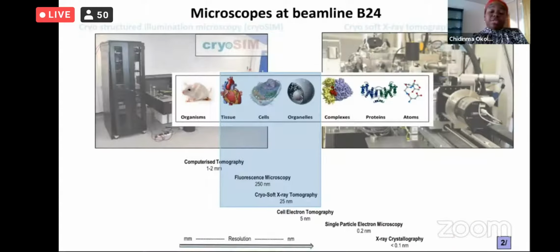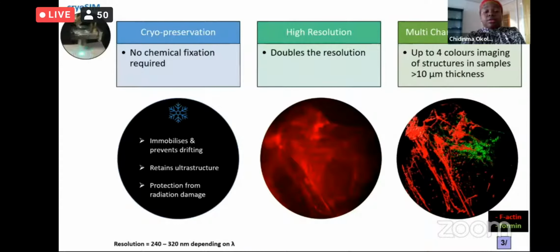So to put this in perspective, we image from tissues, cells, and organelles, and we occupy this resolution scale between 25 nanometers and 250 nanometers, and then we fulfill this resolution gap for our workflow at the beamline. With CryoSIM, like I mentioned before, we get fluorescence information from these cells, where we're able to mine chemical information and localization of proteins or other features of interest.